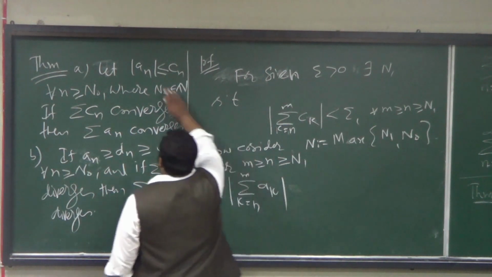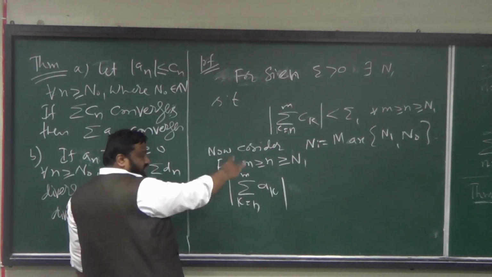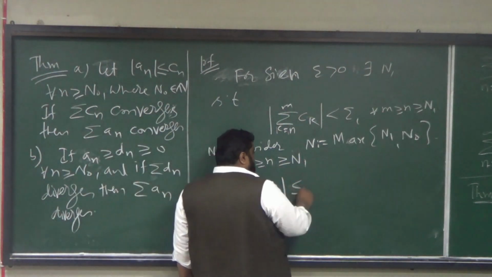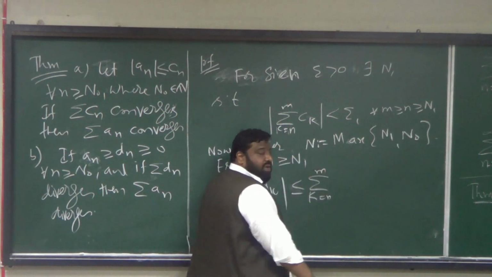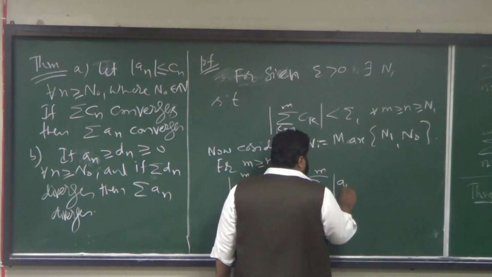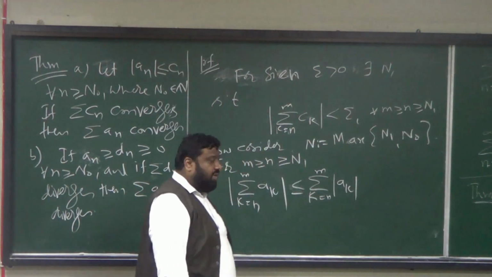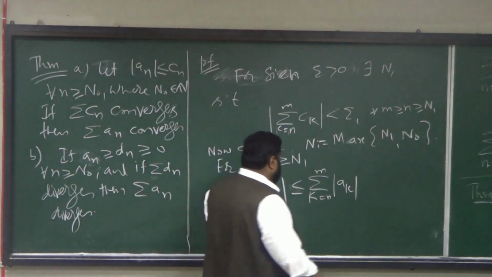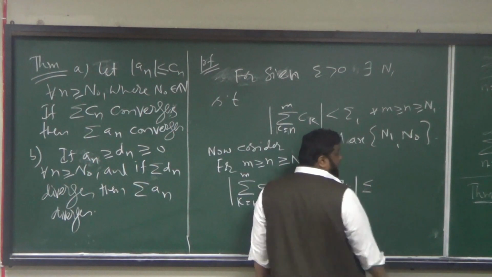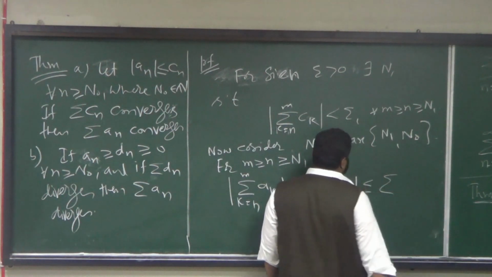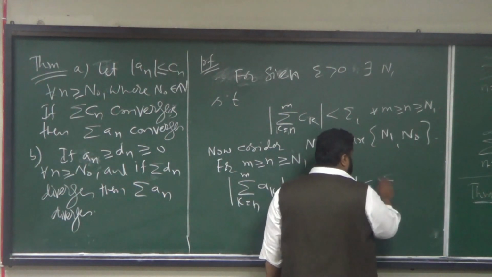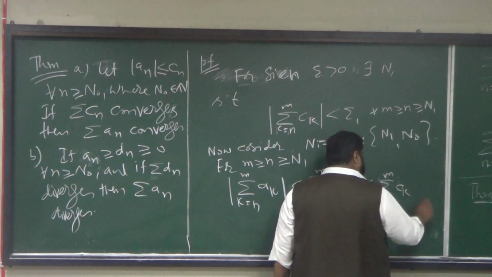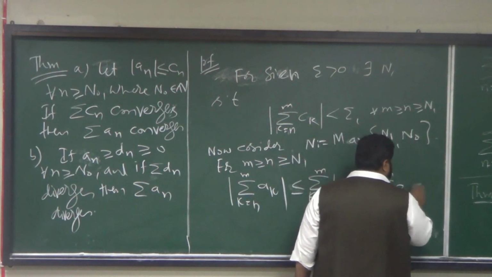Or you can directly use this one. You can't use this unless you have an absolute value. So you can apply the generalized triangle inequality. It's like the sum over k equal to n to m, and you have the absolute value of ak, and this is less than or equal to the sum over k equal to n to m of Ck.